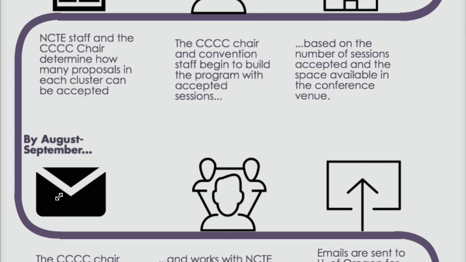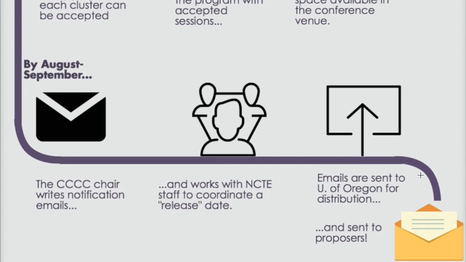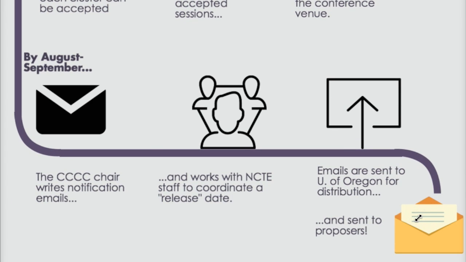And that means that by August or September or so, the 4Cs chair writes notification emails to folks, then works with NCTE convention staff to coordinate a release date. We can't have all kinds of mail from NCTE coming out at the same time. Things would get lost. The emails are sent for distribution back to the University of Oregon, since they have the database. And then finally, they are sent from that database review system to you. And that is the long journey of your 4Cs proposal.